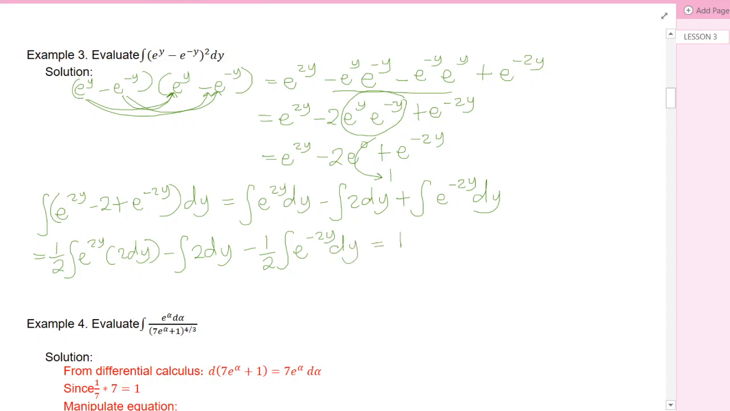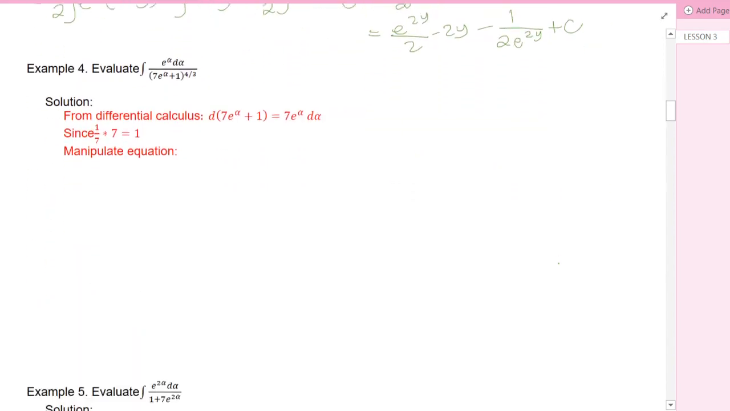That is the integral of 1/2 e raised to 2y minus 2y, that is power rule, minus 1/2 e raised to negative 2y plus c. If this is your answer, it's correct, but it is also equal to 2y divided by 2 minus 2y minus 1 over 2 times e raised to negative 2y plus c. It's the same.